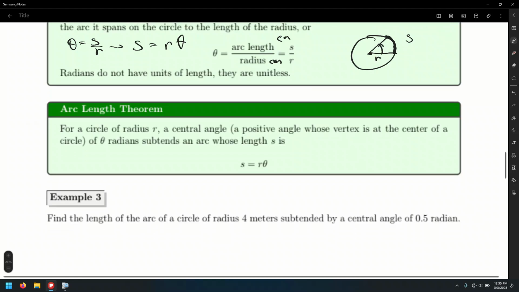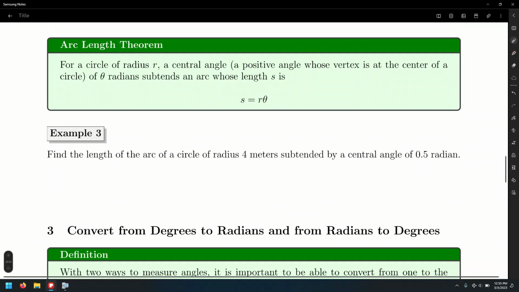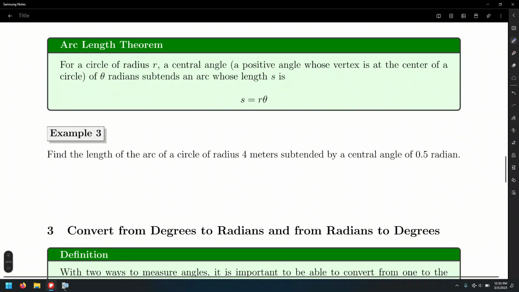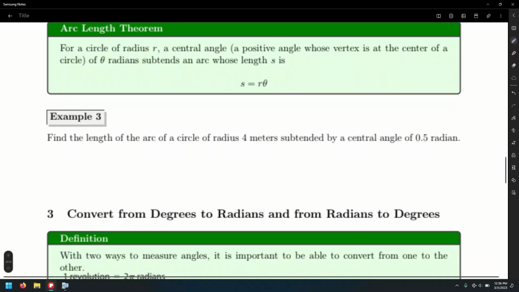So let's look at a very straightforward problem. Find the arc length, or the length of the arc, of a circle of radius 4 meters subtended by a central angle of 0.5 radians. In this case, we're given radians because we don't know yet how to convert. Well, maybe you know already because you have seen trig before, but right now we're going to suppose we don't know how to convert those.